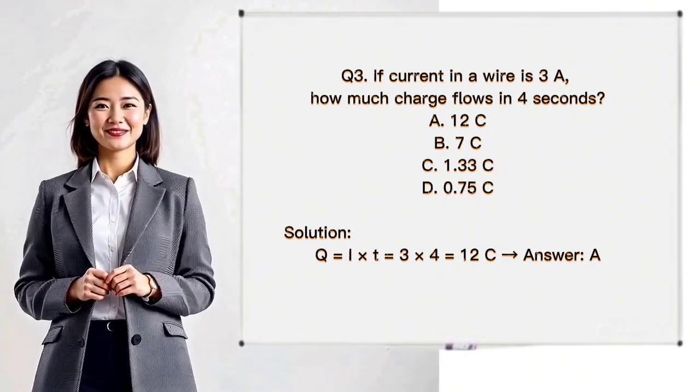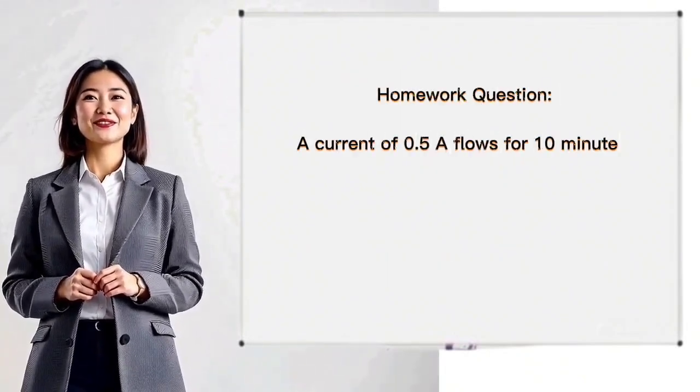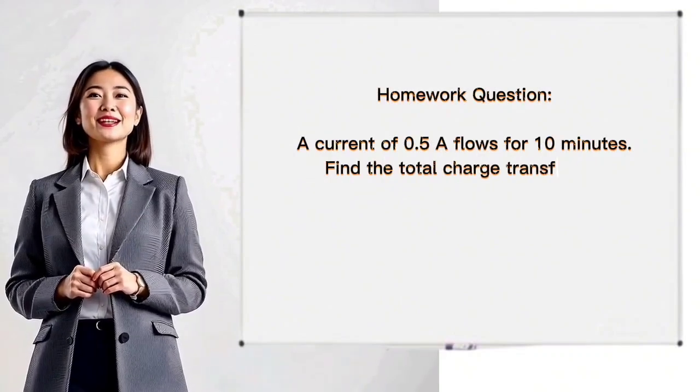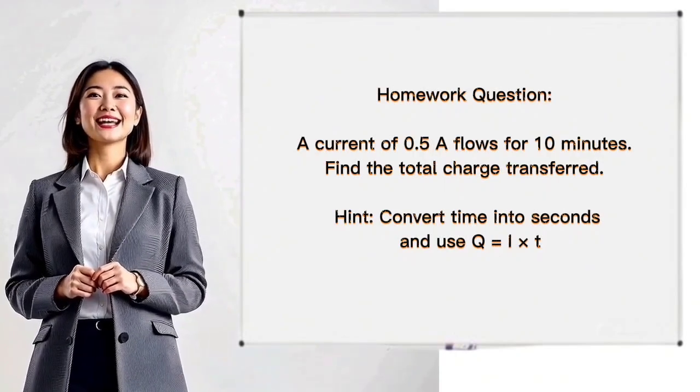Answer A. Homework question. A current of 0.5 A flows for 10 minutes. Find the total charge transferred. Hint: convert time into seconds and use Q = I x T.